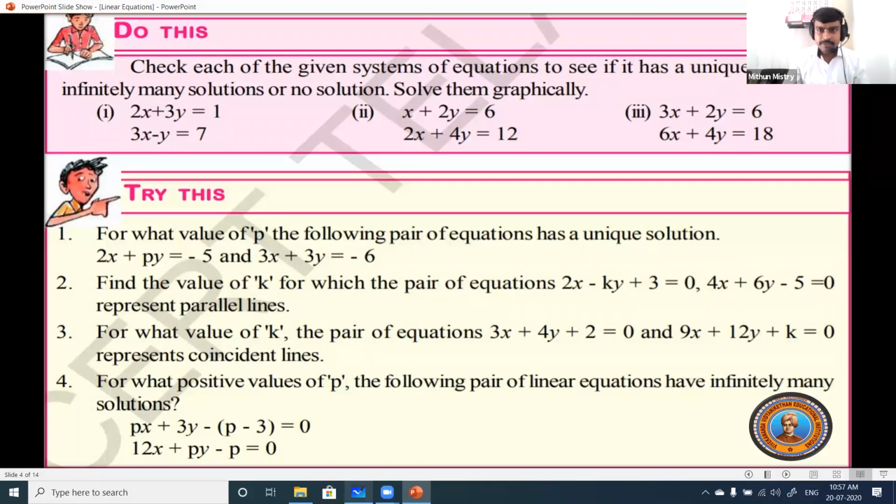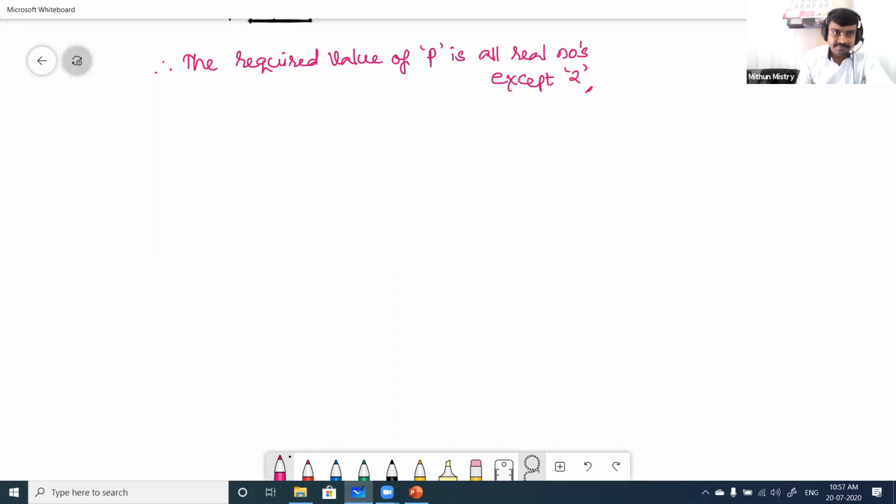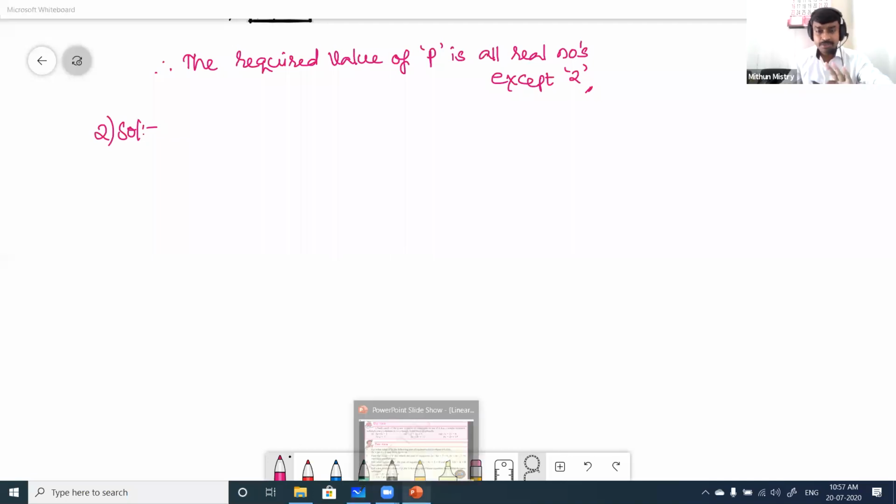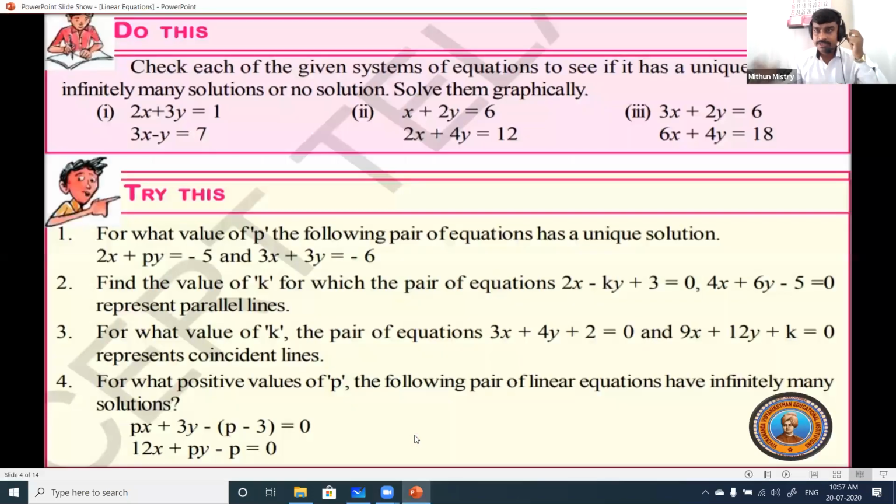So let me write 2x minus ky plus 3. Please mute everybody. I'm getting disturbance. Gauri Priya. Sir. Mute. Yeah, thank you. Thank you and sorry for shouting, but I need to, because it hurts my ears.